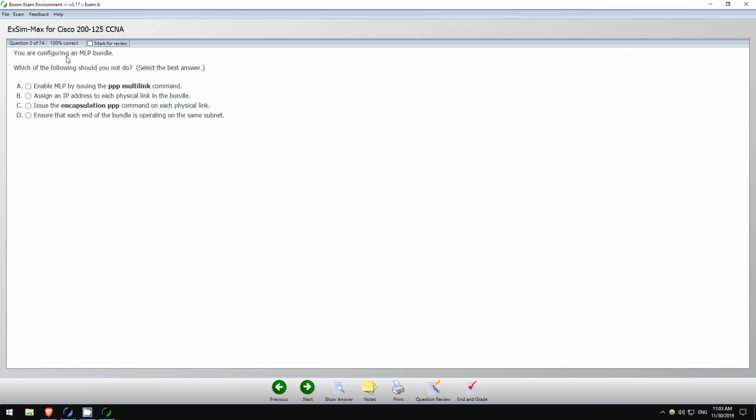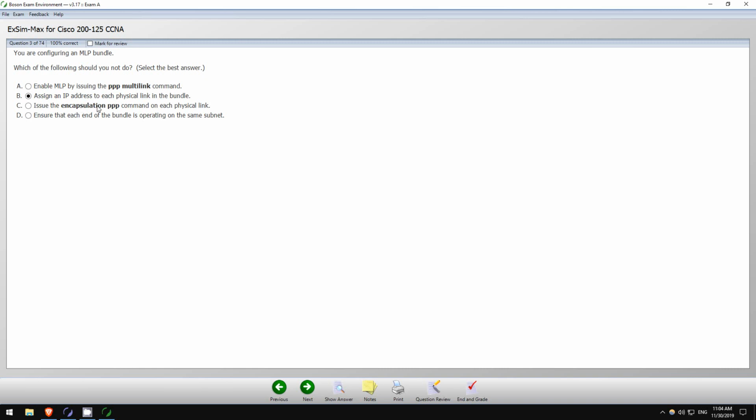You are configuring an MLP bundle, multi-link PPP, okay? Which of the following should you not do? Enable MLP by issuing the PPP multi-link command. No, that's something you should do. Assign an IP address to each physical link in the bundle. I believe you should not be doing that.